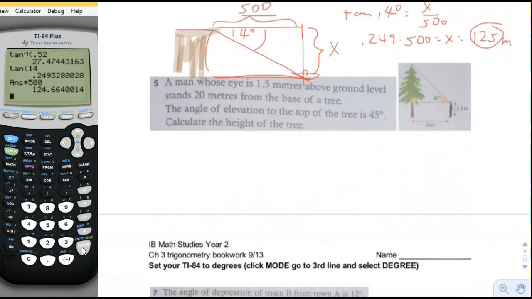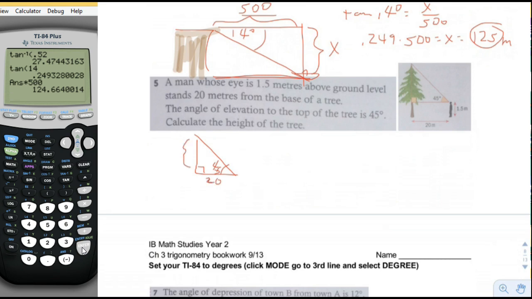Last one. A man whose eye is 1.5 meters above ground stands 20 meters from the base of a tree. The angle of elevation to the top of the tree is 45 degrees. Calculate the height of the tree. Okay, well, the first part of this is actually very easy, and you don't even need your calculator. If you know it's a 45, 45, 90 triangle like this one, and you know that the bottom of the triangle is 20, how much is this vertical part?